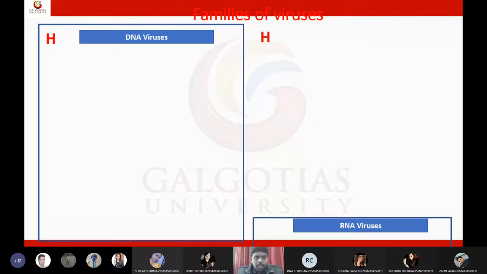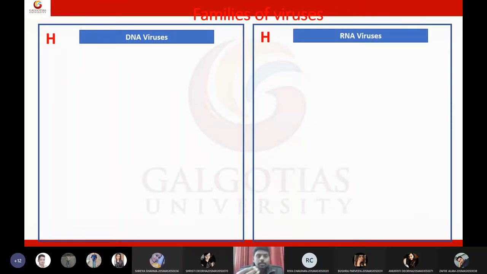In both the families, we have a super-important virus starting with the letter H. In case of DNA, the important virus is always hepatitis, whereas in case of RNA, the important virus is HIV. So hepatitis B is a DNA virus, whereas hepatitis A and C are RNA viruses. Then to remember the families of DNA viruses, we need to know this mnemonic. The mnemonic is HAPPPy cube.